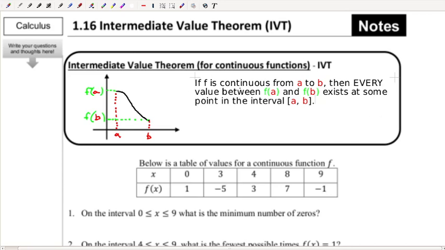So if my function f is continuous, and it actually is important that my function is continuous because that means it can't jump over any values. So if my function f is continuous from an x value of a to an x value of b, then every value between the y value when I have x equals a and the y value when x equals b exists at some point in the interval from a to b, including a and b.